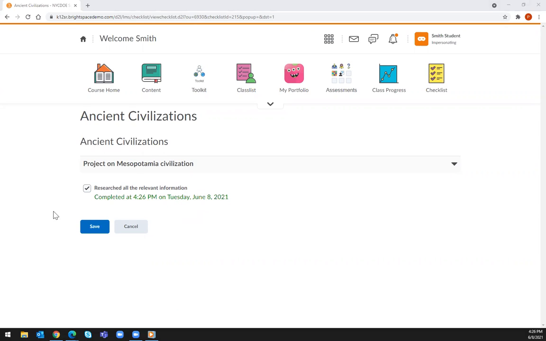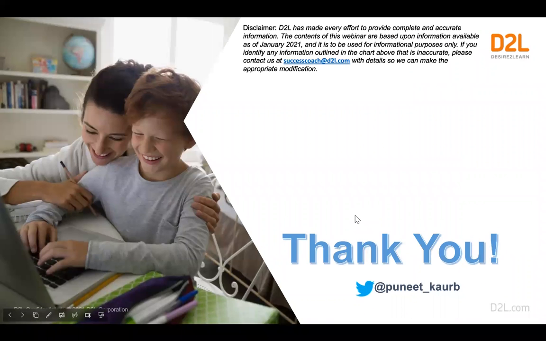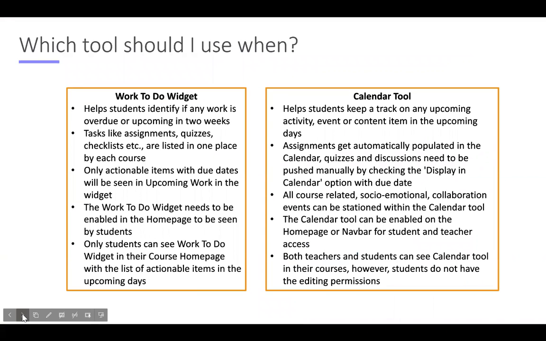Meanwhile, I often get questions related to the difference between the work to do widget and the calendar tool. I'm just going to show you the basic differences. As I said before, the work to do widget is specially meant for students to keep track of any upcoming assignments or actionable items. However, the calendar tool is great if you have any activity or event that needs to be shown in the calendar. Okay, I'll just pause there.